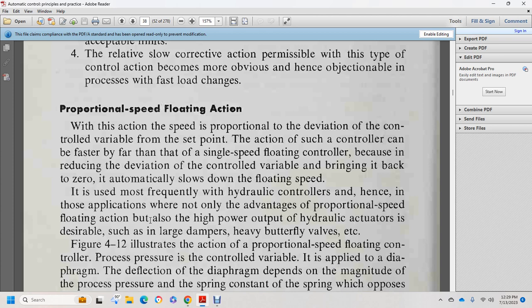Even the most frequent hydraulic control, hence for those applications, there is not only the advantage of the proportional speed floating action but also the higher power output of the hydraulic actuator, if it's desirable, for large valves, such as butterfly valves.